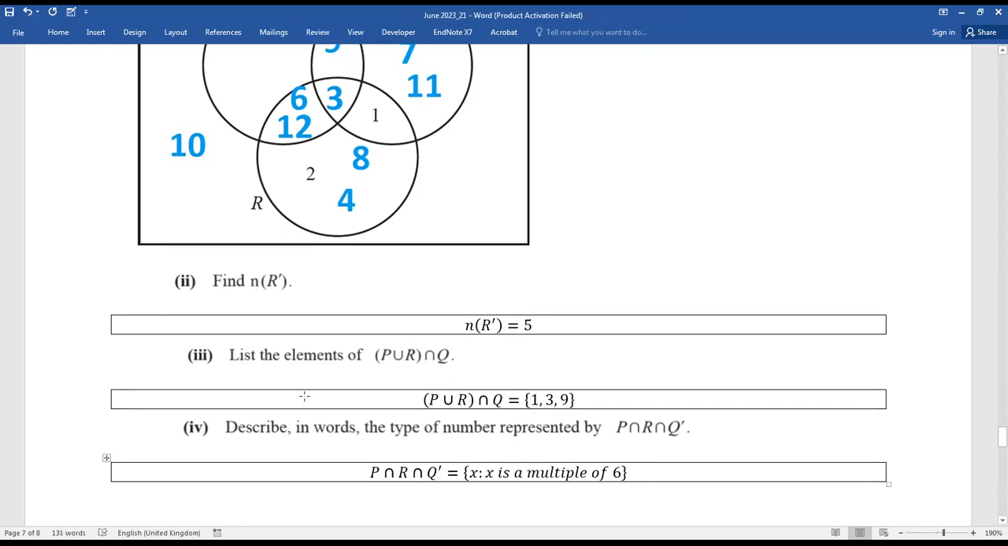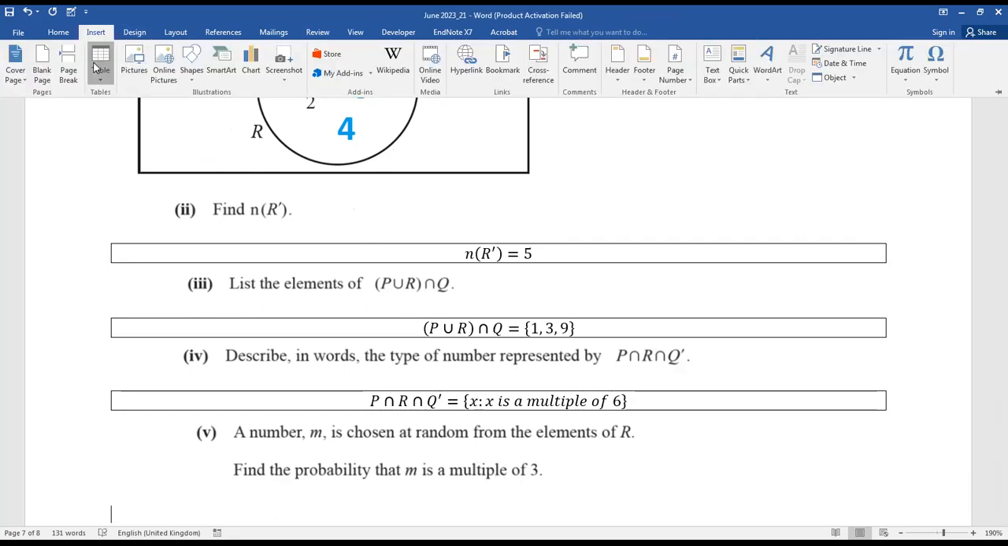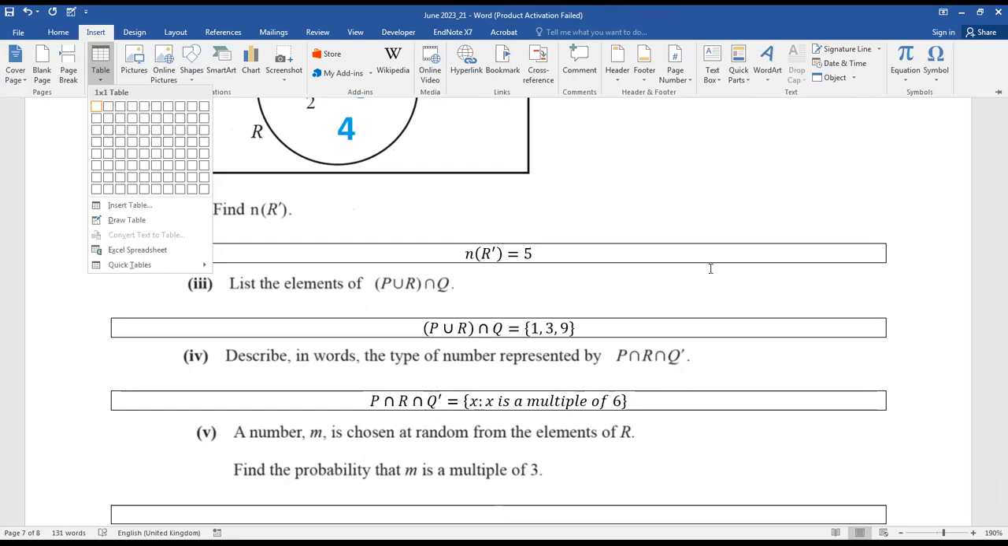Now the next part is about probability. A number M is chosen at random from the elements of R. Find the probability that M is a multiple of 3. Now, how many favorable outcomes do we have which are a multiple of 3?